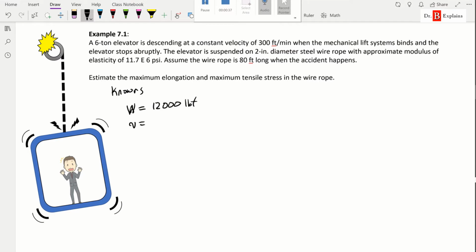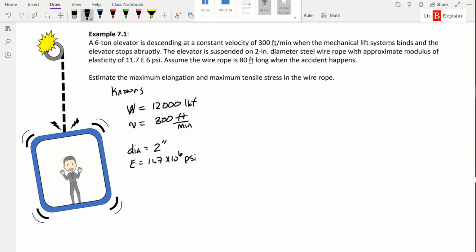It is descending at a constant velocity. So V equals 300 feet per minute when it stops. The elevator is suspended on a 2-inch diameter steel wire rope. So the diameter of the wire rope is 2 inches, with approximate modulus of elasticity of 11.7 times 10 to the 6 psi.